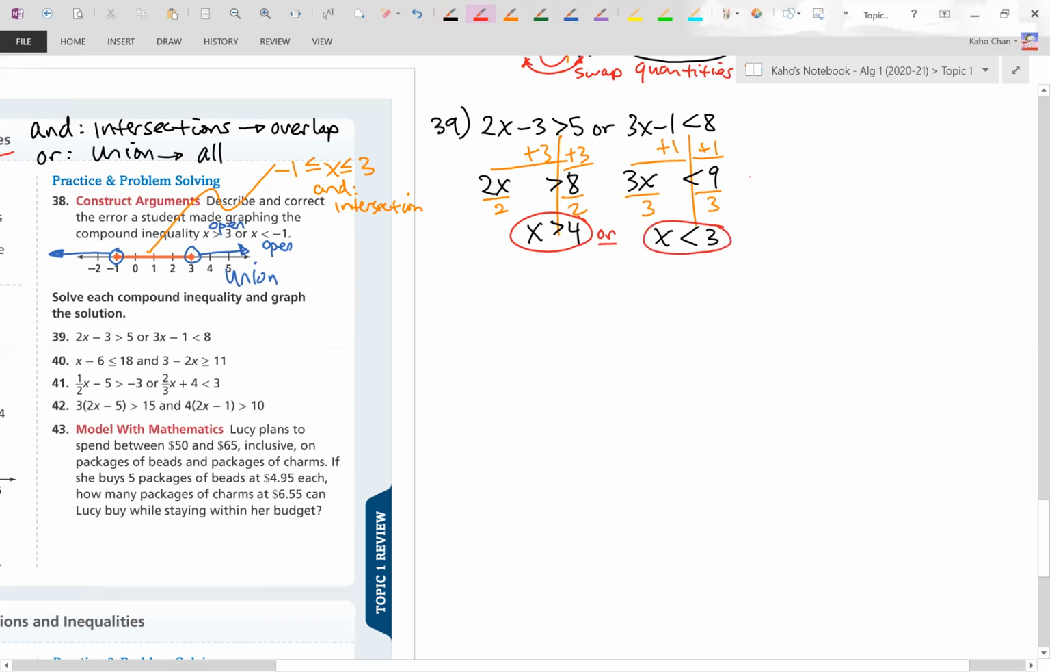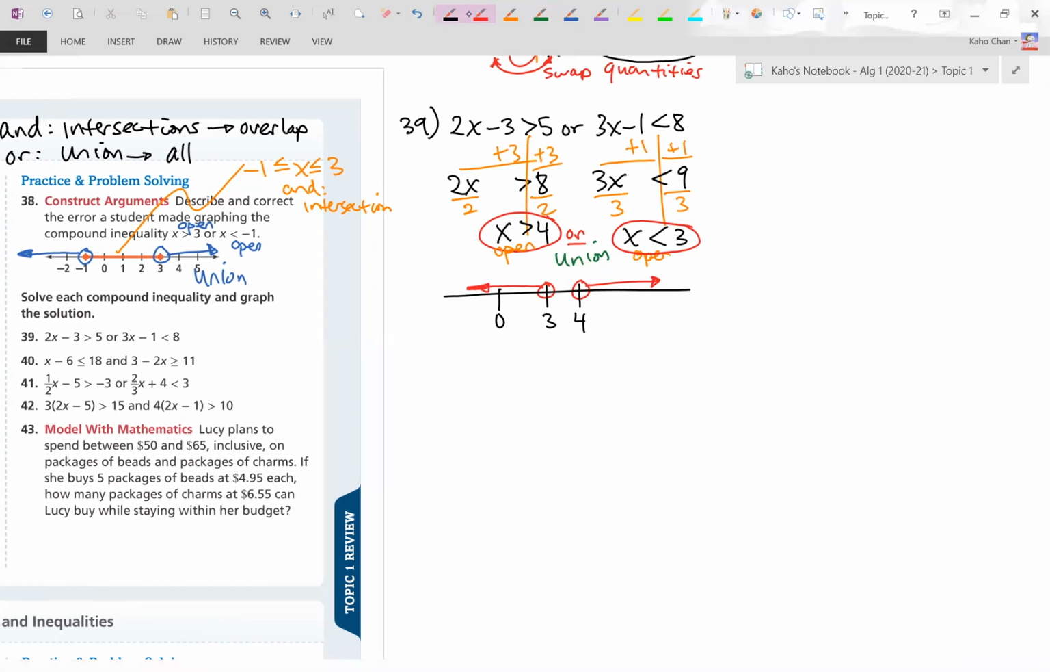Sweet. All right, this is an or, which means this is a union. You just graph all of it. You don't have to worry about any overlaps on the number line. 4 and 3, both open circles. And you just graph them. That's it. At 4, greater than, to the right. At 3, open circle, less than, to the left. And that's it.